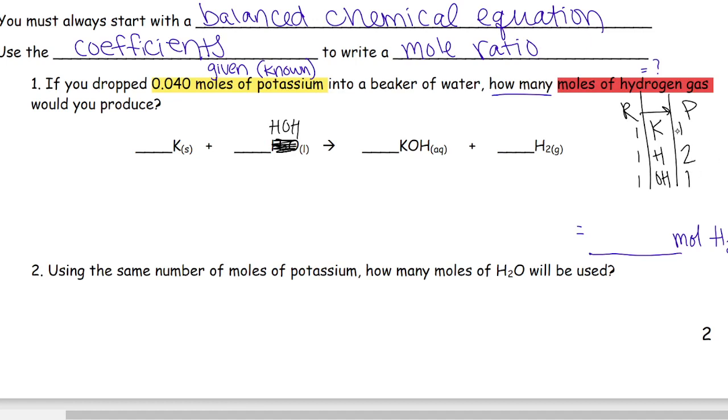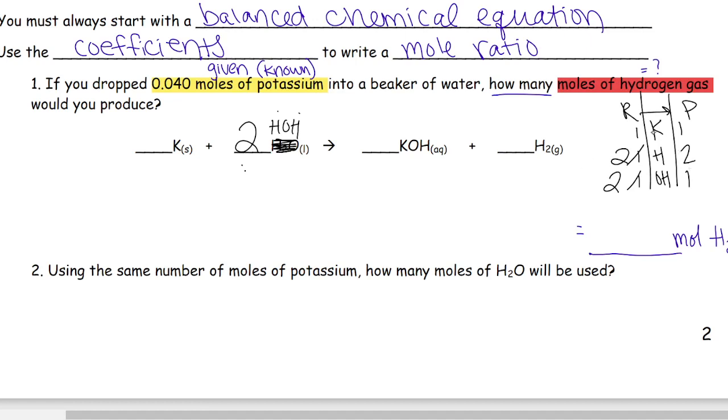So since my hydrogens are not balanced, I need to get more hydrogens on my reactant side. I'm going to use a coefficient in front of the compound that contains hydrogen on the reactant side. So 2 here. 2 times my 1 hydrogen would change that to 2. 2 times 1 hydroxide would change that to 2.